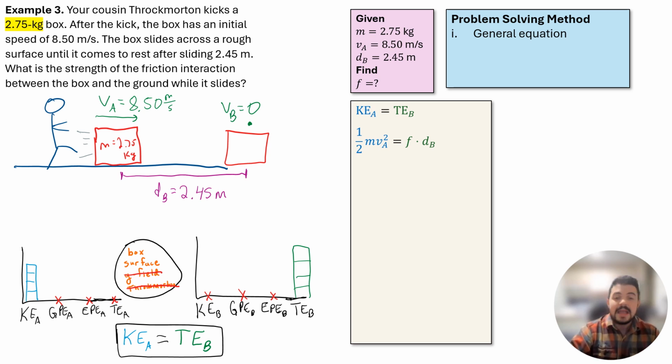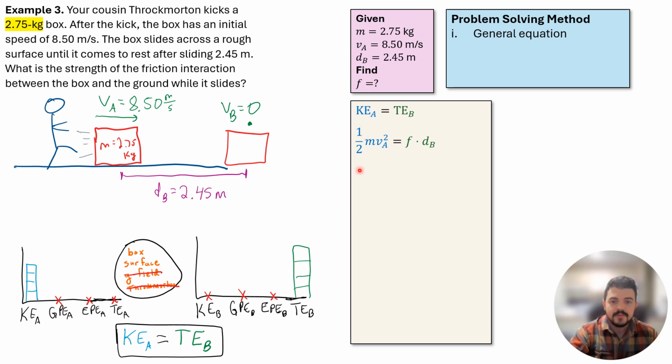The speed at moment A has a subscript A to annotate that. The distance traveled by moment B has a subscript B to annotate that. And I'll be color coding. Kinetic energy stuff is blue. Thermal energy stuff is green. What's my find? My find here is the friction interaction.